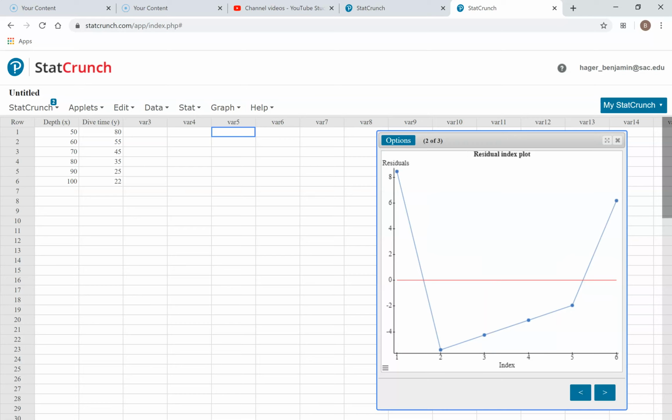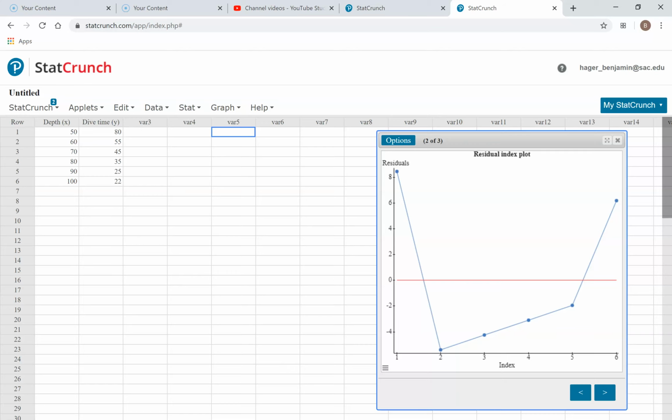Let me go back. For each of these data points, this is not my data point; this is the residual of this first data point. For the very first data point, row 1, when I went down 50 feet, I observed a dive time of 80. They told me that it was off by 8.47. So if I were to plug 50 feet into my approximating equation, the one that StatCrunch told me, I would get an answer that is different by 8.47. It would actually be 8.47 below what was observed.